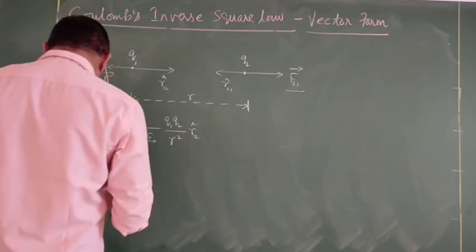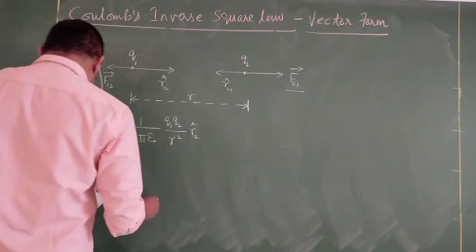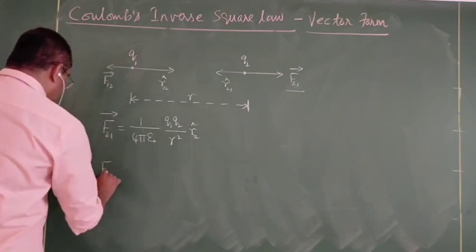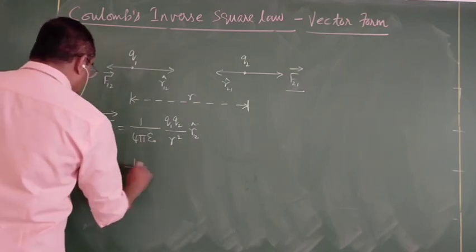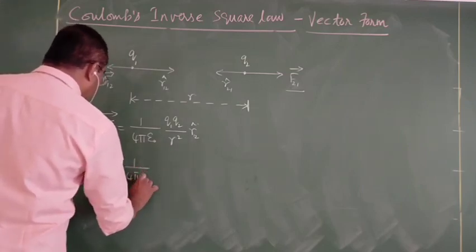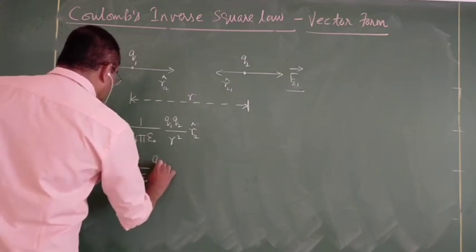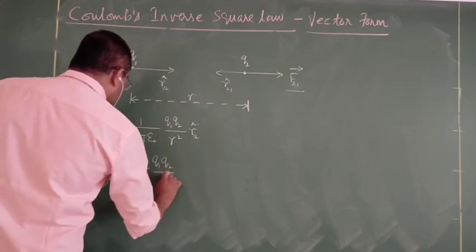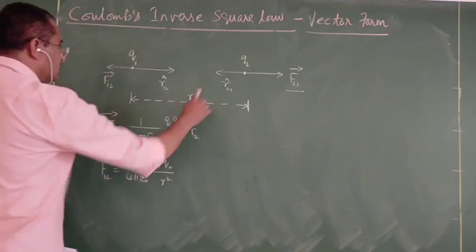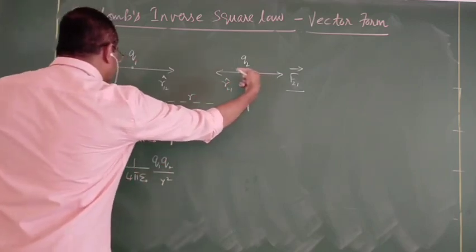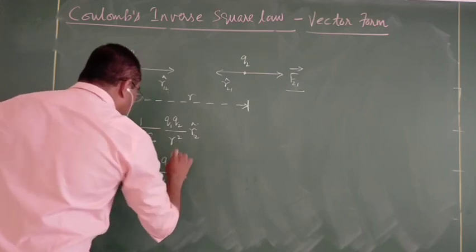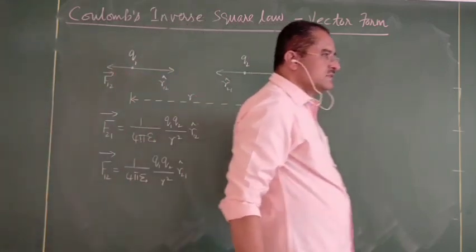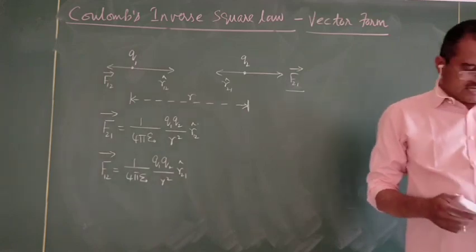Exactly in a similar way, I will write F12 is the force exerted by charge Q2 on Q1 as 1 by 4 pi epsilon naught Q1 Q2 by r squared. Q2 is exerting a force on Q1 in this direction, and therefore I will write R12 unit vector. I suppose you understand what I am saying.